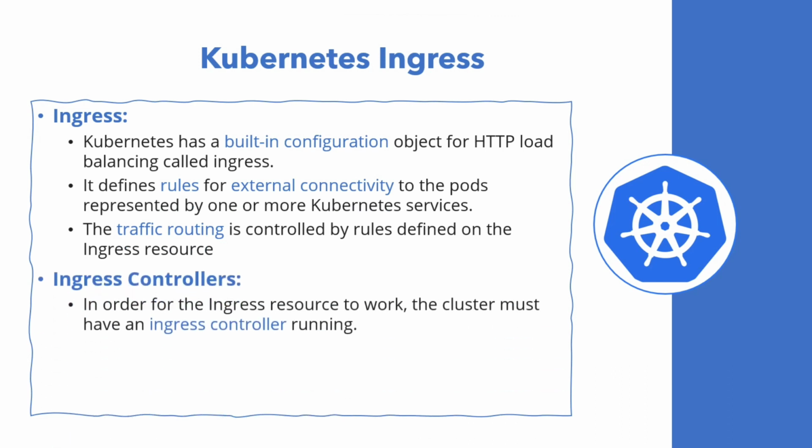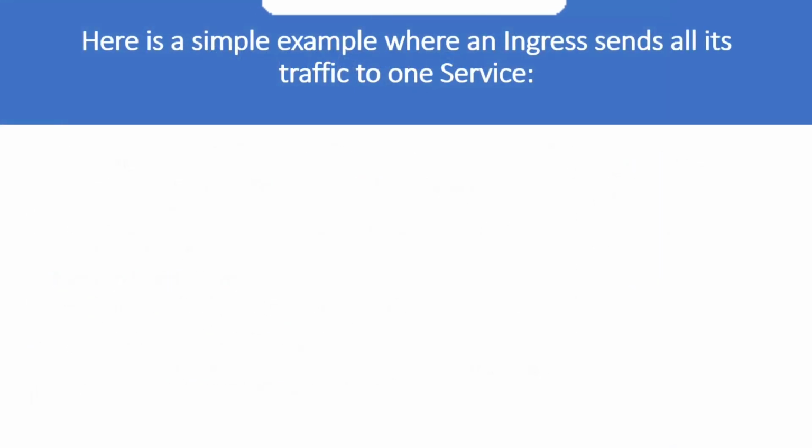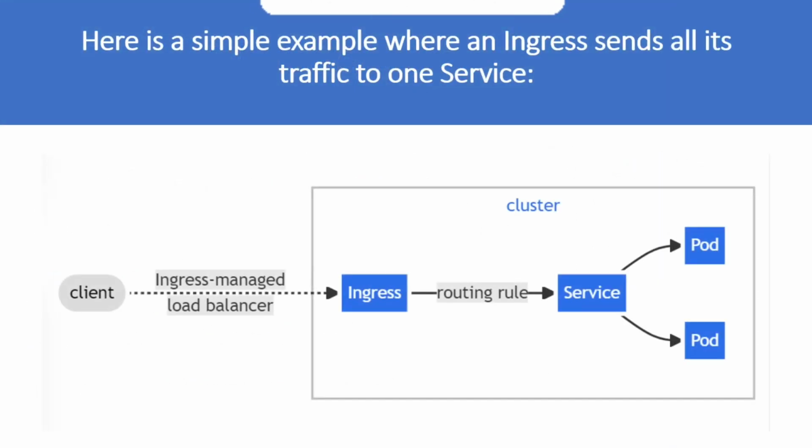There are also Ingress controllers. In order for the Ingress resources to work, the cluster must have an Ingress controller running. And unlike the other types of controllers which run as a part of the kube controller manager binary, Ingress controllers are not started automatically with a cluster. Here is an example where Ingress sends all the traffic to one service. You can see the client, Ingress managed load balancer, Ingress routing rule, service, and pods.